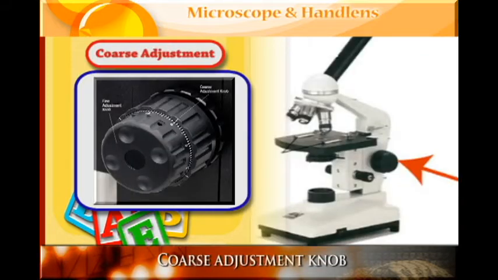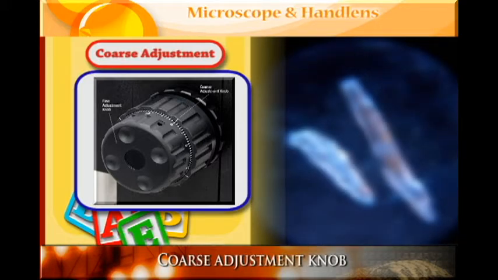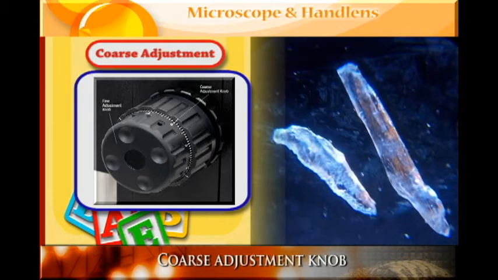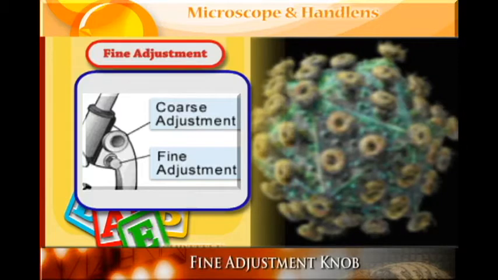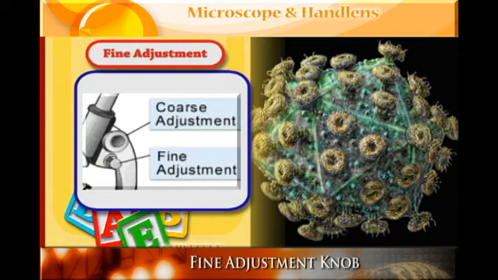Then we have the coarse adjustment knob. The coarse adjustment knob's work is just to focus the specimen so that you can see a clear focus. And then we have the fine adjustment knob. The fine adjustment knob is used to fine focus the specimen, to finally focus the specimen so that it can be seen clearly.